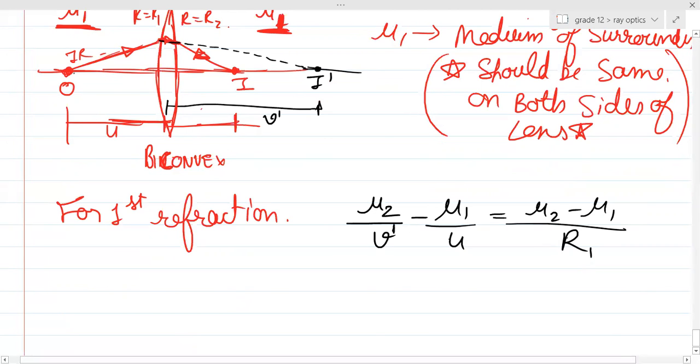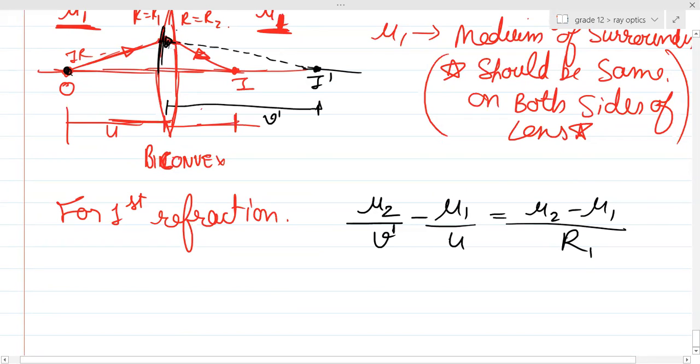Guys, can you see, for the first refraction from this surface, the object is over here, and let's say the image is formed at I dash, which is at a distance of V dash. So the medium of the image is basically the medium of the lens. Can you see the refracted rays?